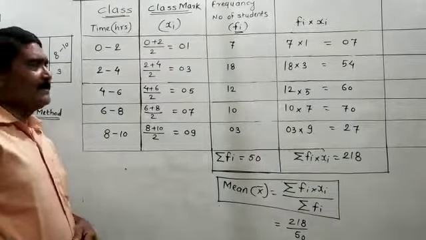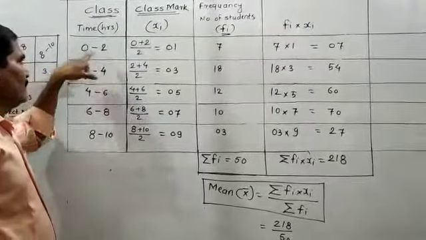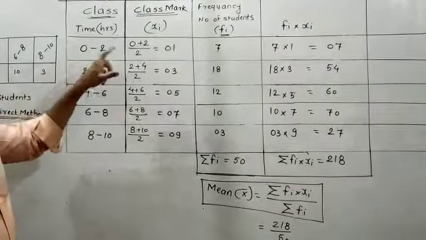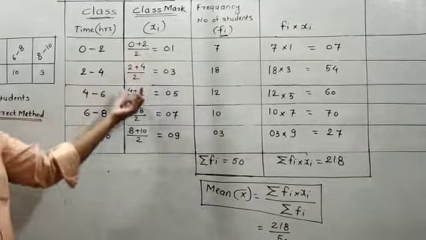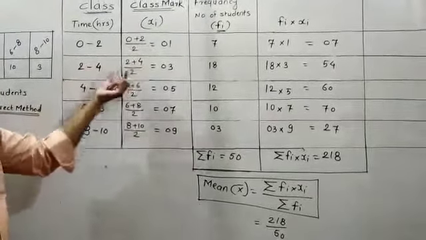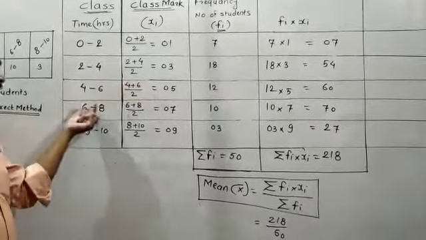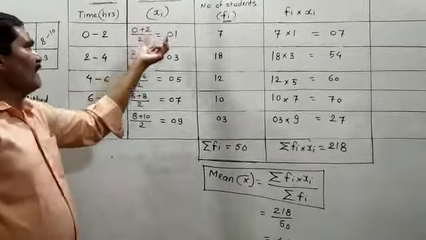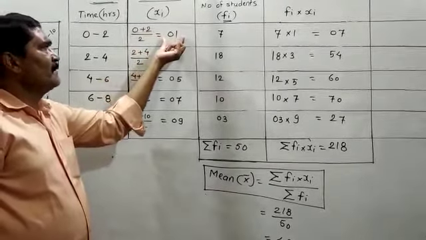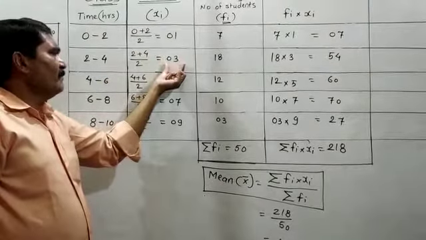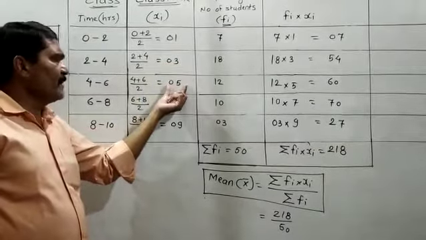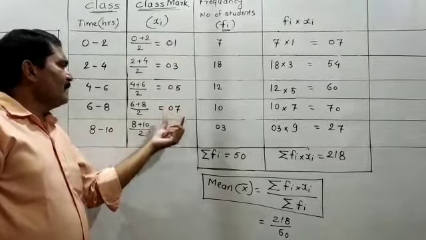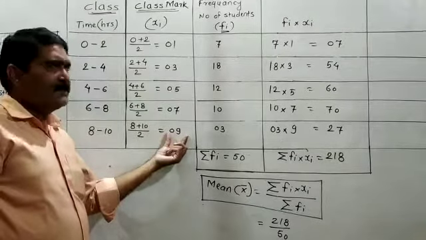How do you find the class mark? This is the lower limit of the class, this is the upper limit. Class mark is lower limit plus upper limit divided by 2. In the same manner: 0 plus 2 divided by 2, 2 plus 4 divided by 2, 4 plus 6 divided by 2, 6 plus 8 divided by 2, and 8 plus 10 divided by 2. The class marks come: the first class is 1, the second is 3, the third is 5, the fourth is 7, and the fifth is 9.